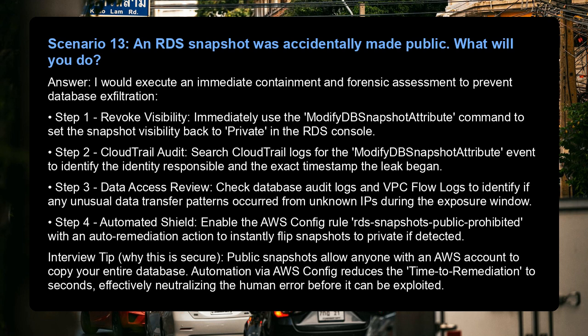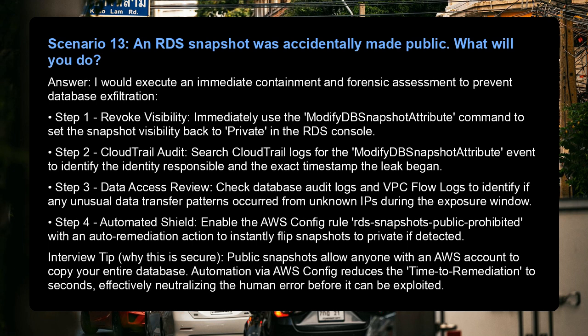Step 3. Data access review. Check database audit logs and VPC flow logs to identify if any unusual data transfer patterns occurred from unknown IPs during the exposure window. Step 4. Automated shield. Enable the AWS Config rule rds-snapshots-public-prohibited with an auto remediation action, to instantly flip snapshots to private if detected. Interview tip: why this is secure.